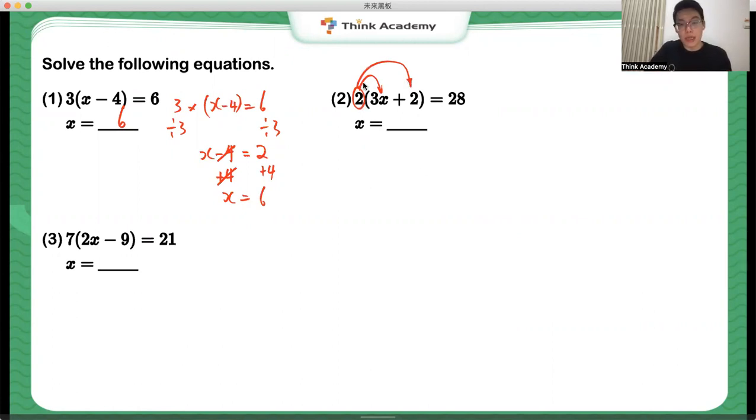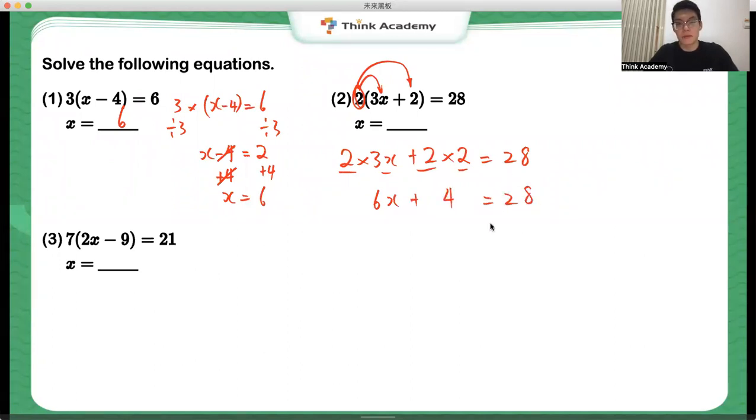So what I can write from this equation is 2 multiplying 3x, adding 2 multiplying 2. The first 2's come from this 2, and 3x and 2 are the terms in the brackets, and that's 28. So now after some calculation, 2 times 3x is going to be 6x. 2 times 2 is going to be 4. And 28 is just 28.